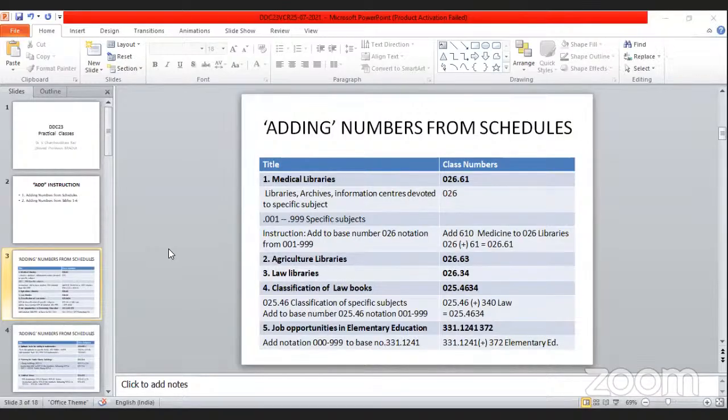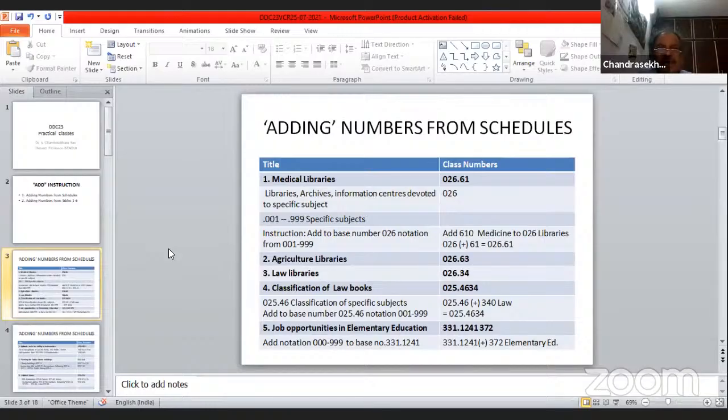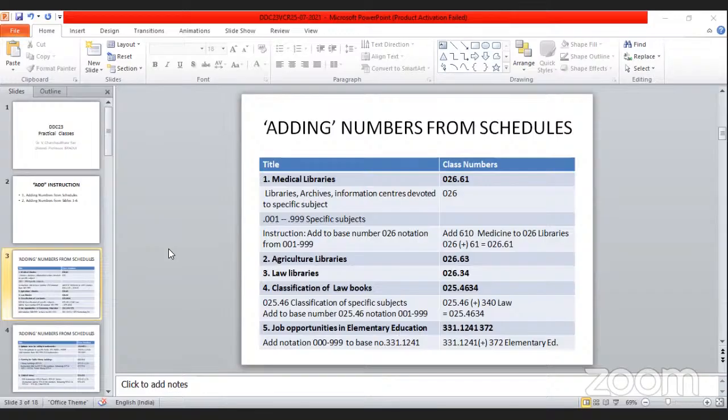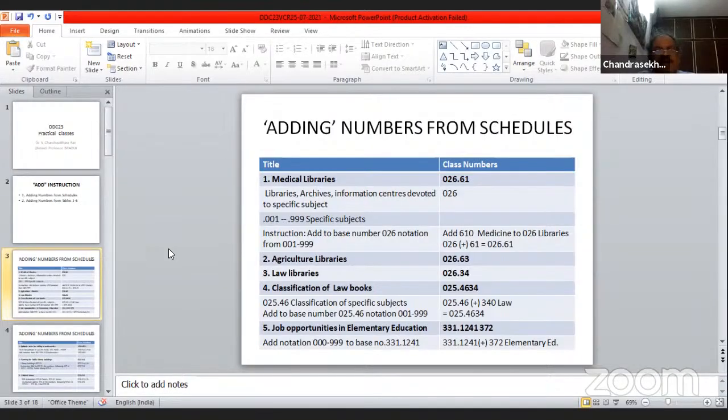Yes, sir. Okay, so now you see the medical libraries, which I have already discussed. Now the second title, agriculture libraries: 026.63. 026, then to that I added 630. What is 630? Agriculture. 026.63, because 63 indicates agriculture. In fact, 630 is agriculture; the last 0 I have omitted.